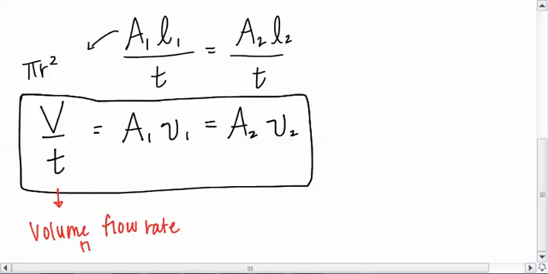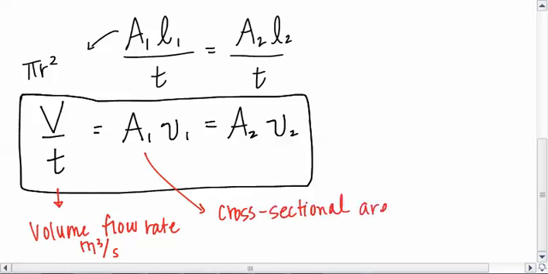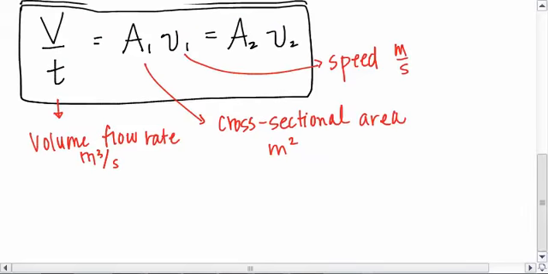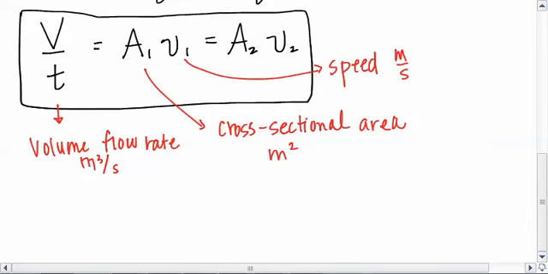It would be measured in what, meters cubed per second. This is our cross-sectional area. Measured in what, meters squared. And this would be the speed of the fluid. Measured in meters per second. What do you get when you multiply meters squared and meters per second? Yeah, meters cubed per second. So does that work out unit-wise, that volume per time is area times velocity?